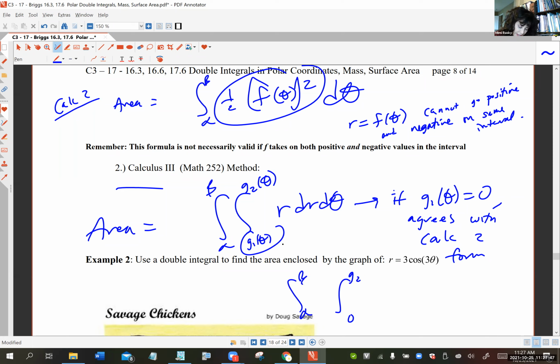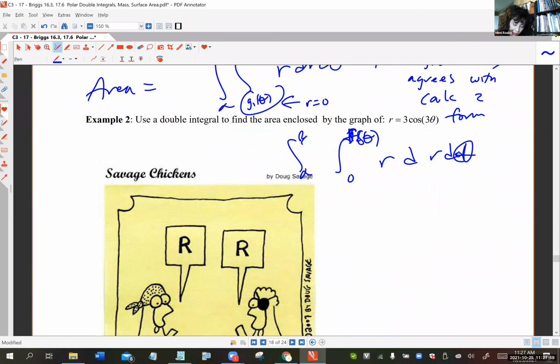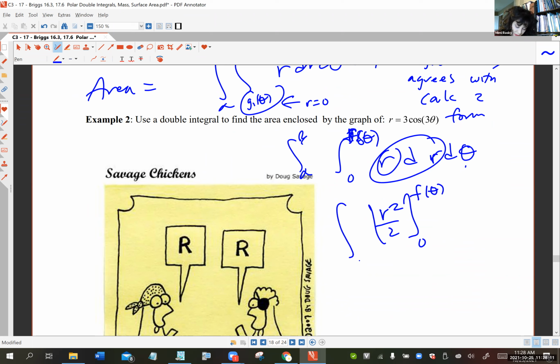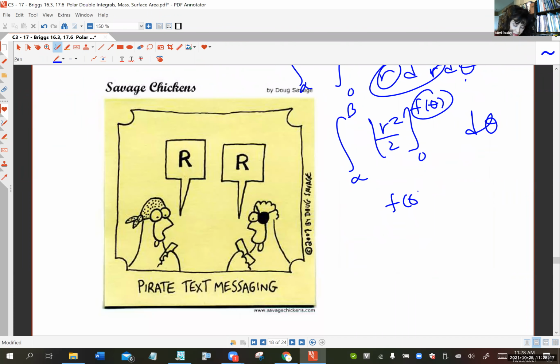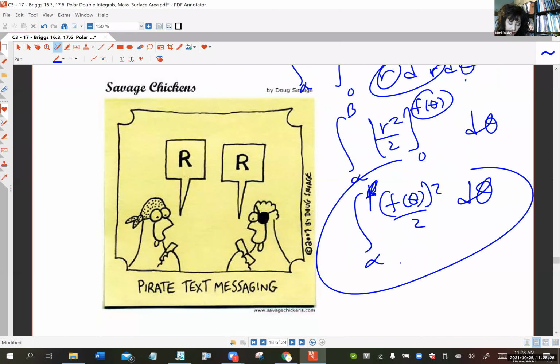So let's do it for fun. Let's have this be r equals 0, and let's have this be r equals f of theta for your upper limit, just so you can see what's going to happen here. If I integrate r with respect to r, this antiderivative will be r squared over 2. And then when you substitute that upper limit, you get one half f of theta squared. So it's the same as your Calc 2 formula.